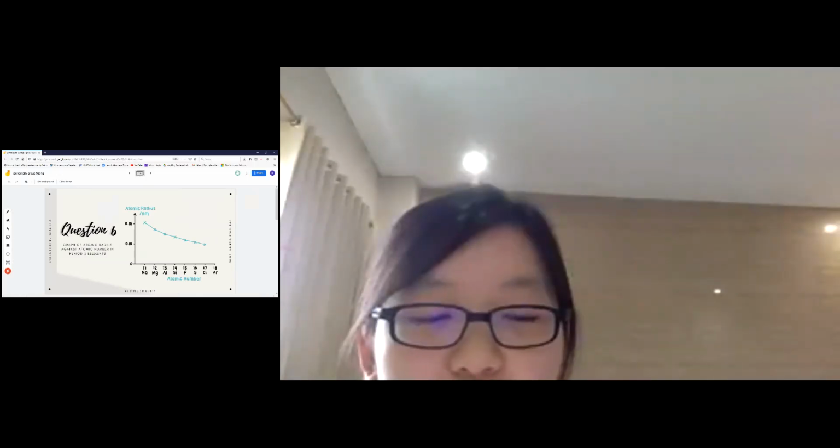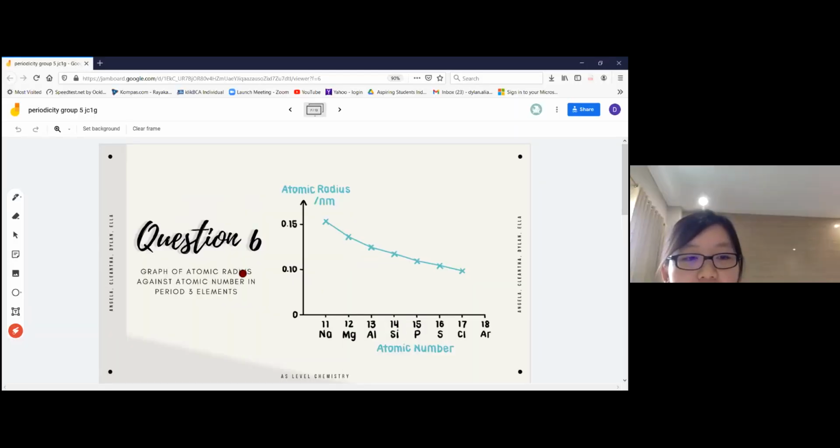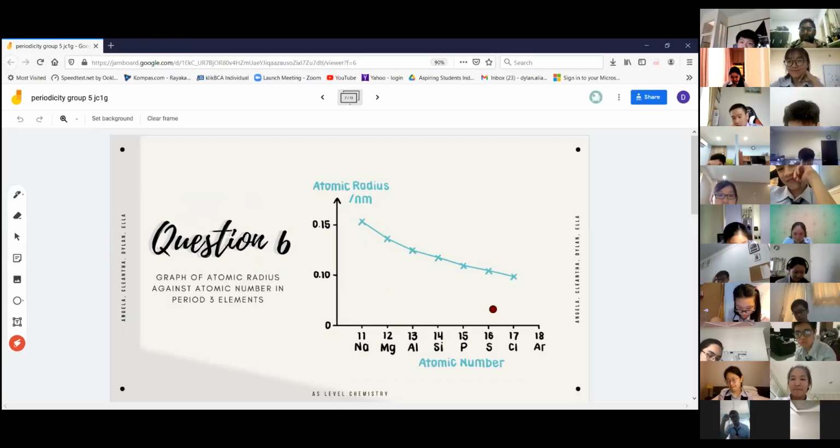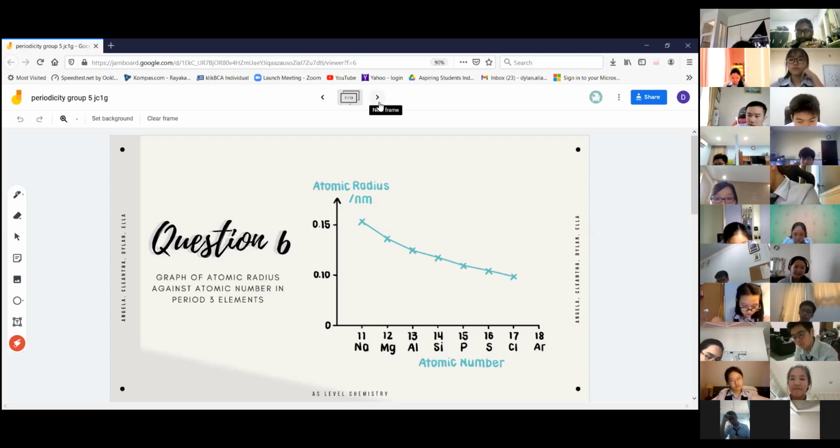Now, I'll talk more about the graph of atomic radius against atomic number in period 3 elements. Like Ella said, across the period, the number of electrons increases, but the shielding effect remains constant, and hence there's greater nuclear attraction, pulling outer shell electrons closer to the nucleus, and the atomic radius decreases. Argon is not included here because argon is monoatomic and, like Dylan said, does not form covalent bonds, and its radius is only measured by van der Waals forces, which is usually far greater.